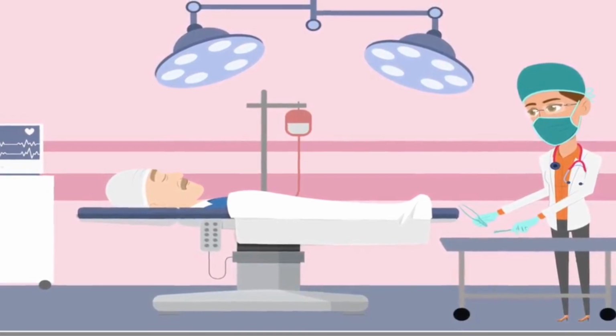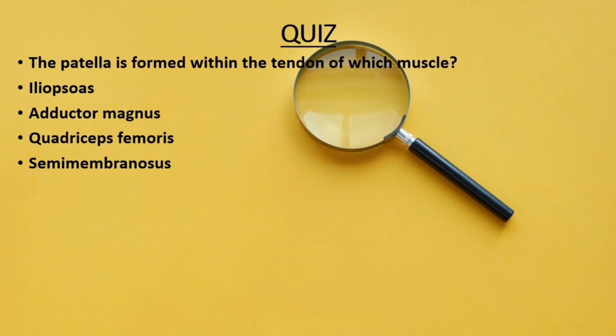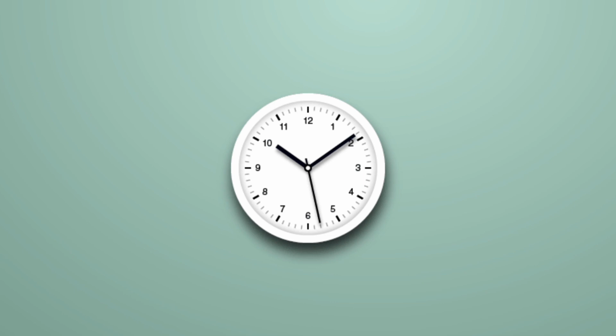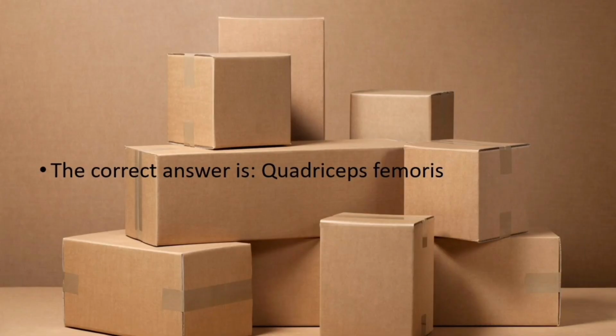Now let's have a quiz. 1. The patella is formed within the tendon of which muscle? Iliopsoas, adductor magnus, quadriceps femoris, semimembranosus. The correct answer is quadriceps femoris.